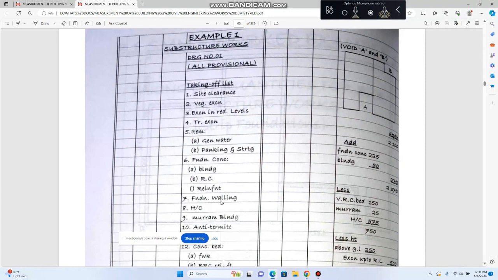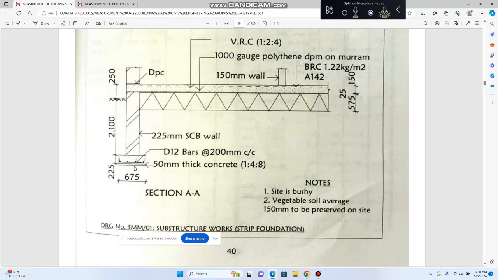Then we have the foundation walling. You see, above the concrete sits the wall. So the walling goes round the trenches outside the wall. So the external walls have foundation walls. So we shall be able to measure the area of all this foundation wall.